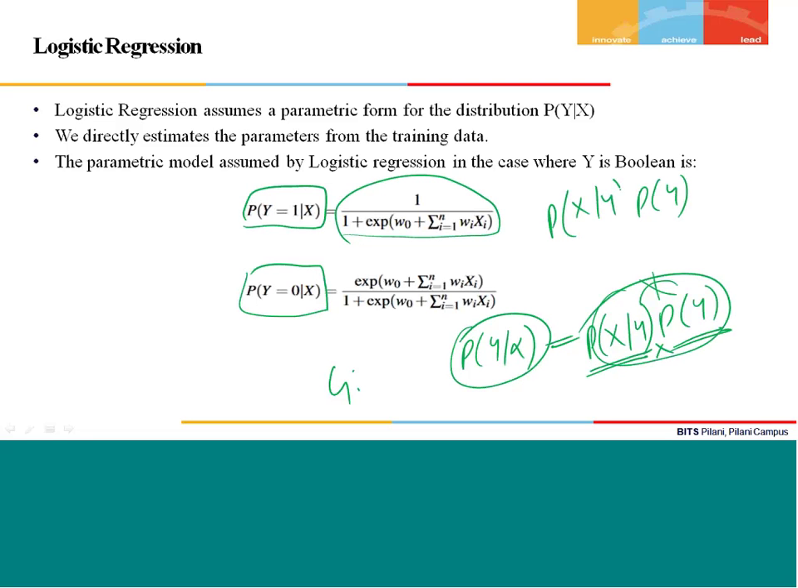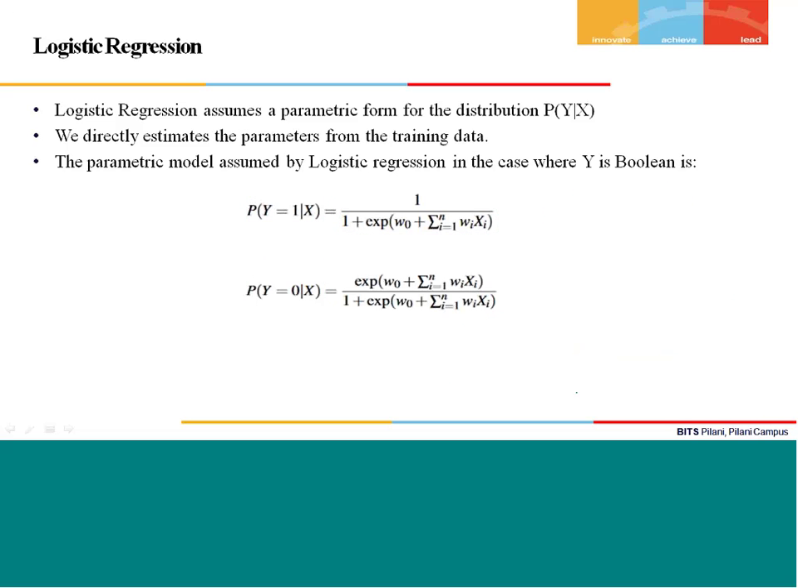What we were doing in generative classifiers, right? This is what we are saying: we want to estimate this probability directly from the data set. For this we have to assume some parametric model. The parametric model says that we are estimating the probability of y equals 1 given x is this, and the probability of y equals 0 given x is this.